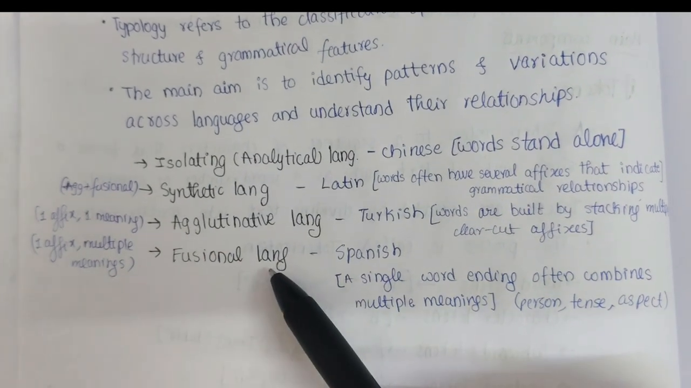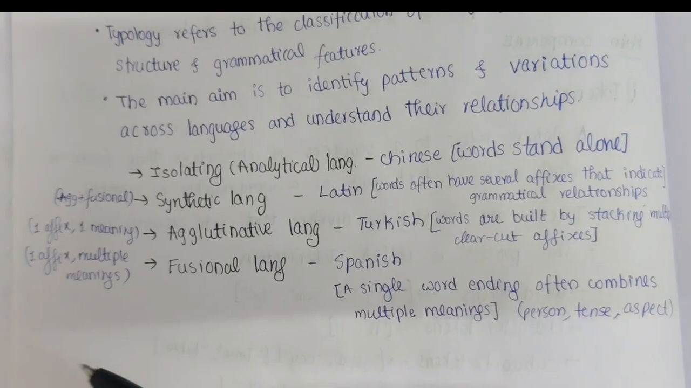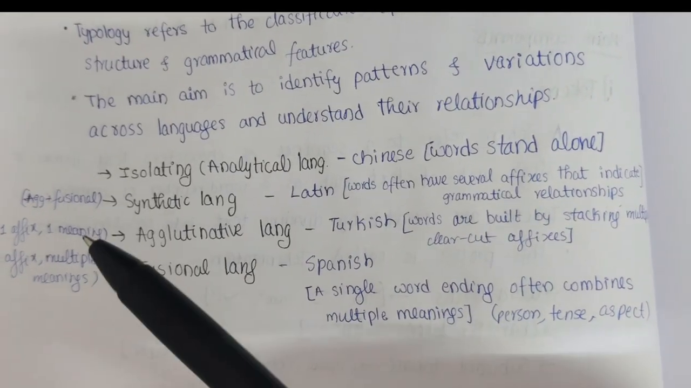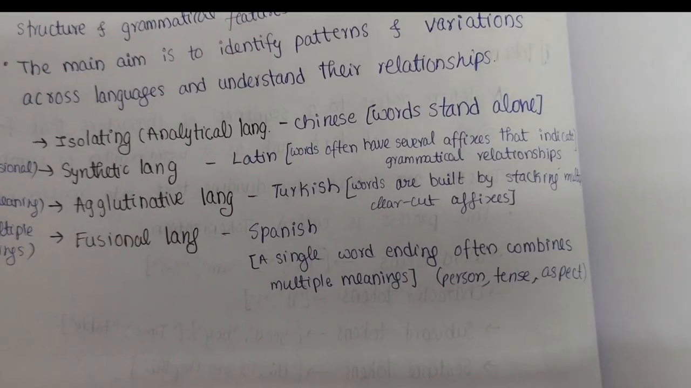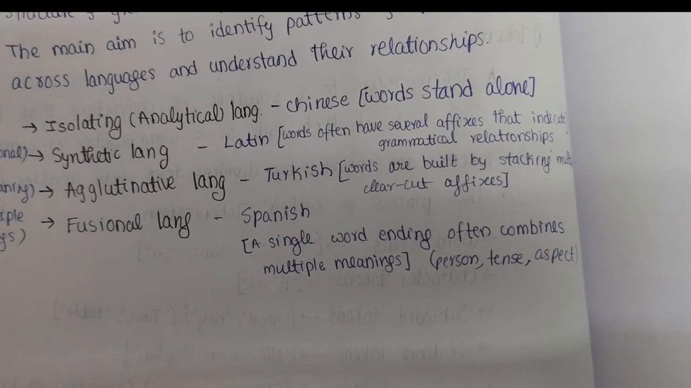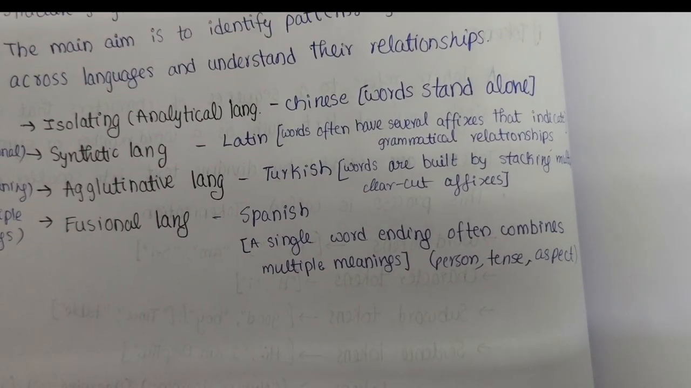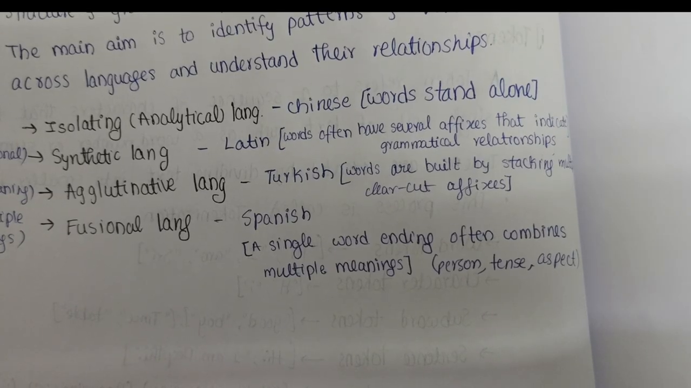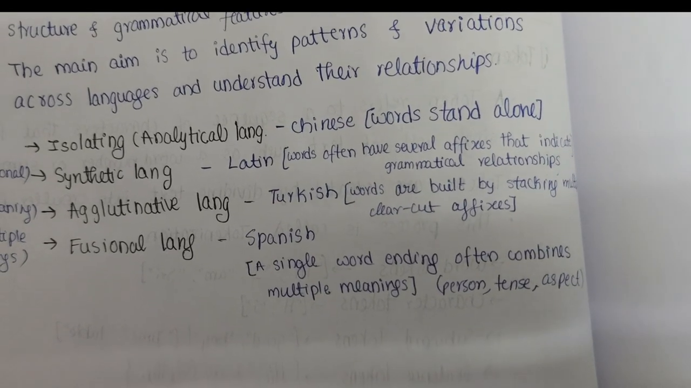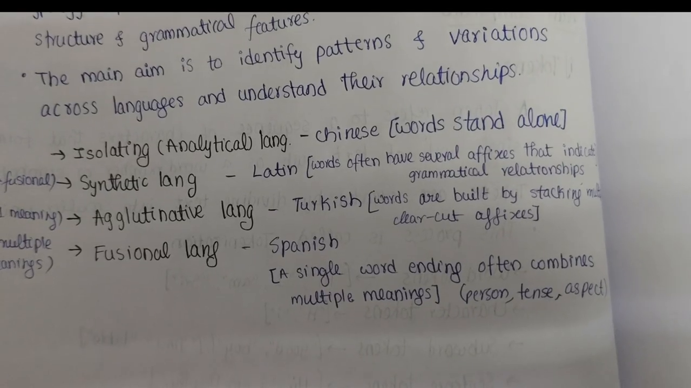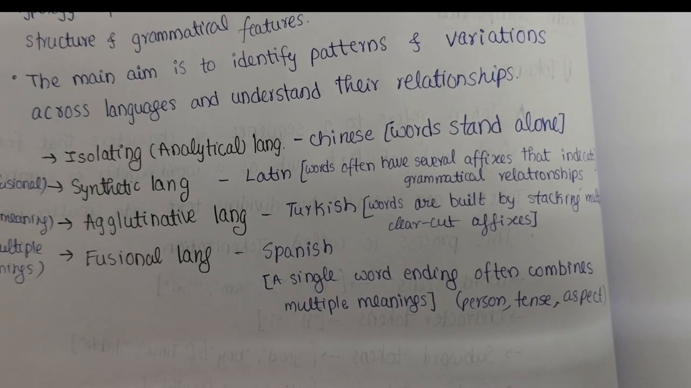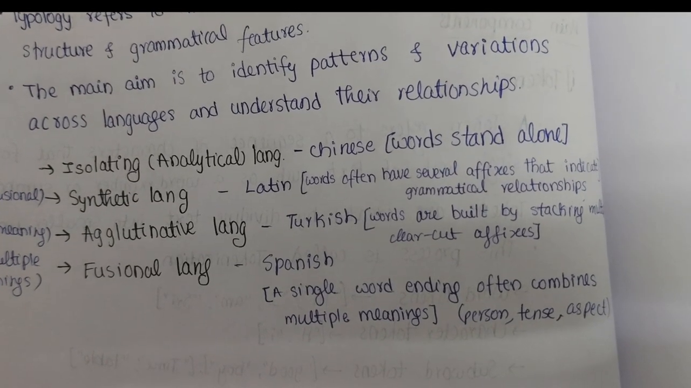In fusional language, a single word ending often combines multiple meanings. For example, I don't properly remember it, but I think it's called hablé, which means I spoke in English. So in I spoke, the word gives the person, tense as well as the aspect, right? So for one affix, we are getting multiple meanings. That is called fusional language.